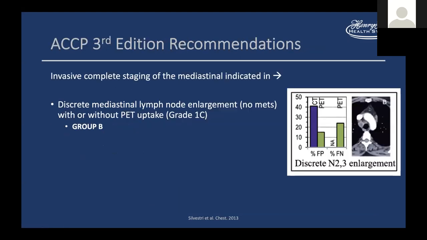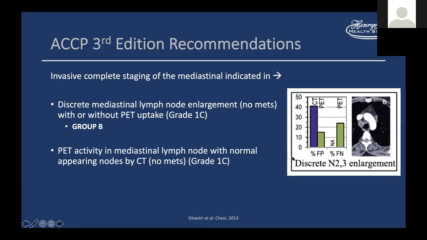So these four groups ultimately translate to their recommendations on who needs complete staging of the mediastinum. So they say that patients who fit group B criteria, so those who have discrete mediastinal lymph node enlargement by CT or by PET scan, need complete mediastinal staging. And again, this is due to the high false positive and false negative rates of PET or CT alone that can lead to either over or under staging.